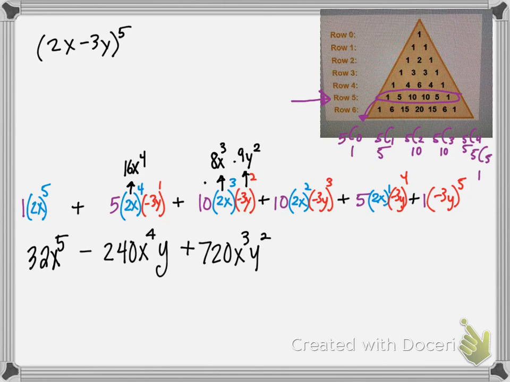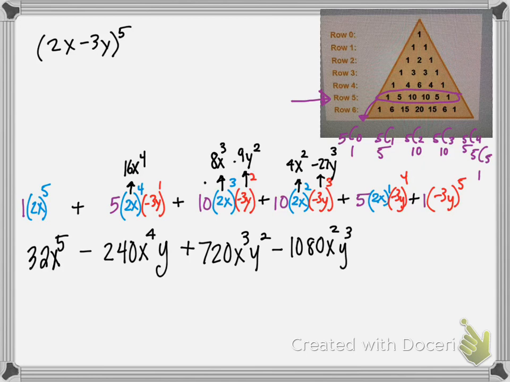For my next term, figuring out what 2x to the 2nd power is. Well, 2 squared is 4, so this is 4x squared. And negative 3y to the 3rd power, well, negative 3 to the 3rd is negative 27, so this is negative 27y to the 3rd. So now I'm multiplying 10 times 4 times negative 27, which gives me negative 1080. And this is x to the 2nd, y to the 3rd.